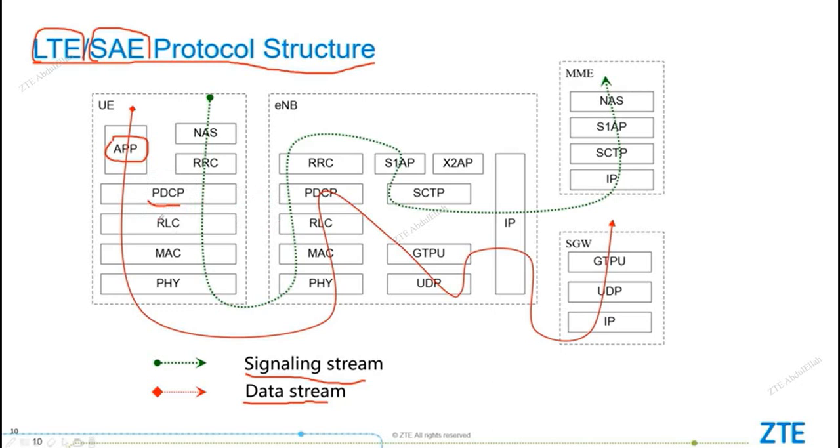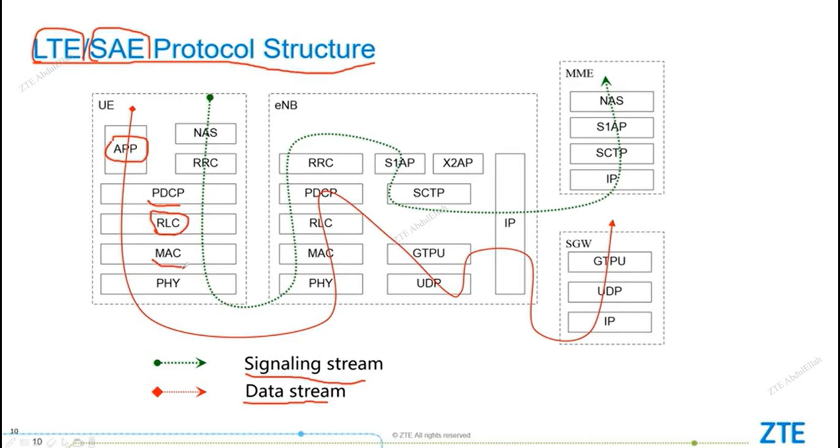After PDCP, the next layer is RLC. RLC is Radio Link Control. This layer has three functions. The first function is classification, the second function is recombination, and the third function is subsection. These are the three functions of RLC. RLC also has three different working modes. The first mode is AM, the second mode is UM, and the third mode is TM.